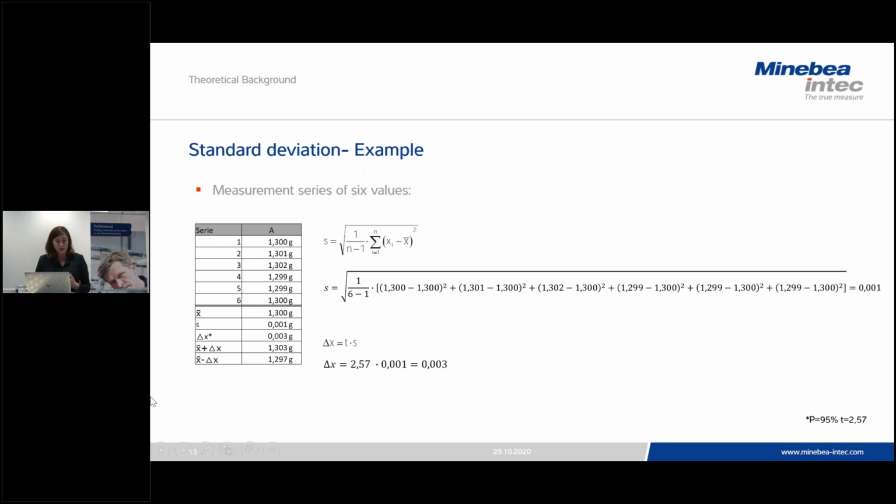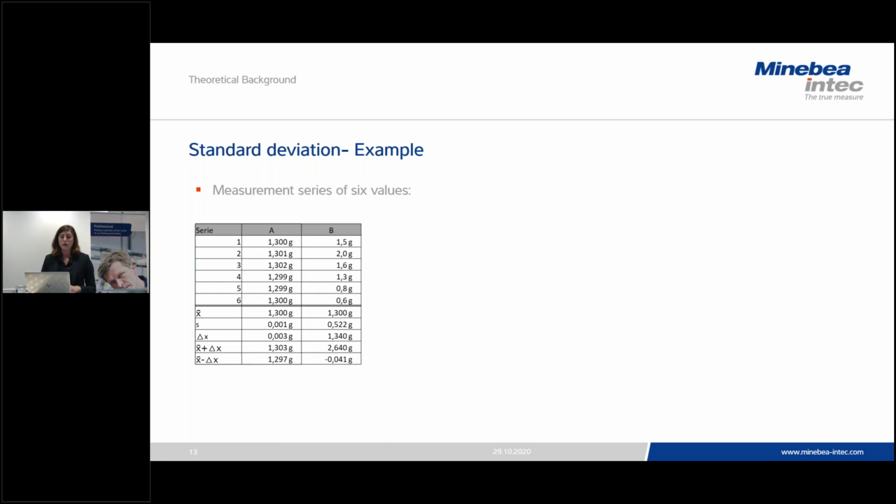So we have a scatter range that is from 1.297 gram to 1.303 gram. I hope this came out a little bit clearer from this example. And in contrast to that, I also brought another example where we have the same mean value, as you can see here, but the weights are totally different.